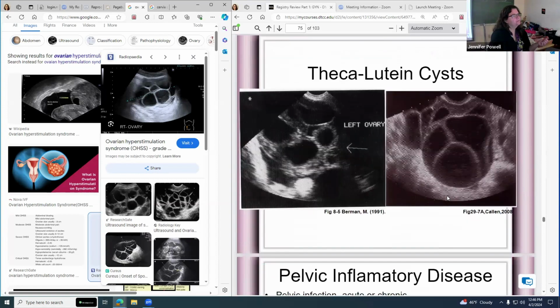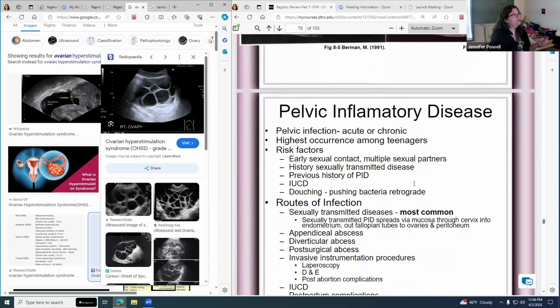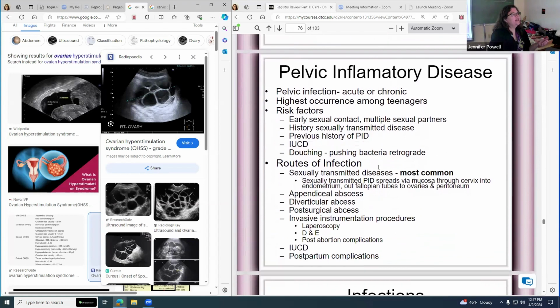Pelvic inflammatory disease. Pelvic infection can be acute or chronic. The highest occurrence is among teenagers. Imagine that. Risk factors include early sexual contact, multiple partners, a history of STD, previous history of PID, IUDs or IUCD, which is the same thing, and douching, which pushes bacteria retrograde up into the uterus and then into the fallopian tubes.